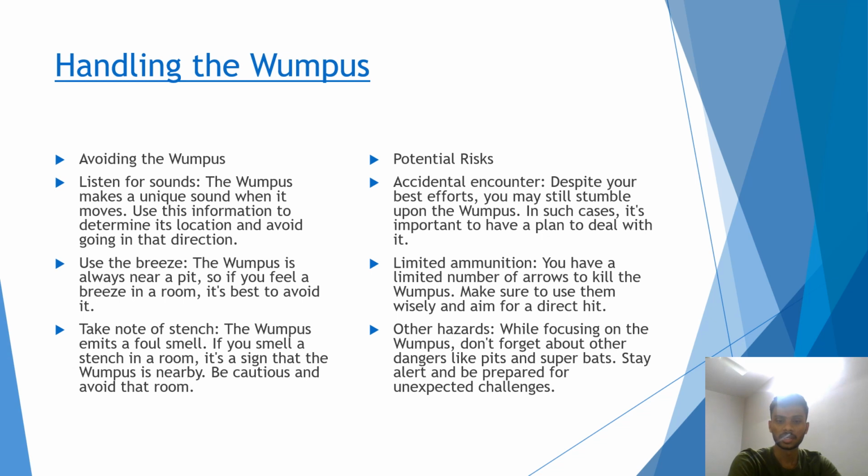Potential risks. Accidental encounter. Despite your best efforts, you may still stumble upon the Wumpus. In such cases, it's important to have a plan to deal with it. Limited ammunition. You have a limited number of arrows to kill the Wumpus. Make sure you use them wisely to aim a direct hit. Other hazards. While focusing on the Wumpus, do not forget about other dangers like pits and super bats. Stay alert and be prepared for unexpected challenges.